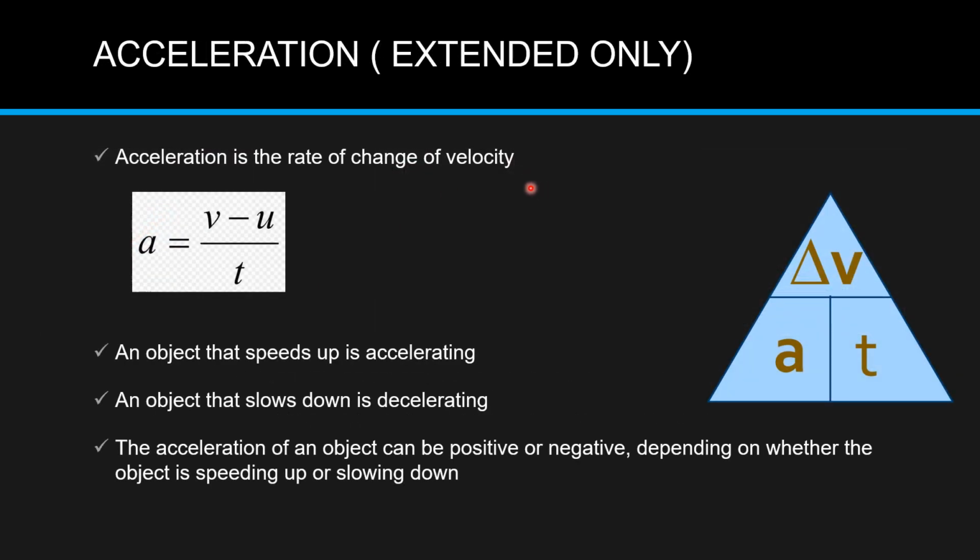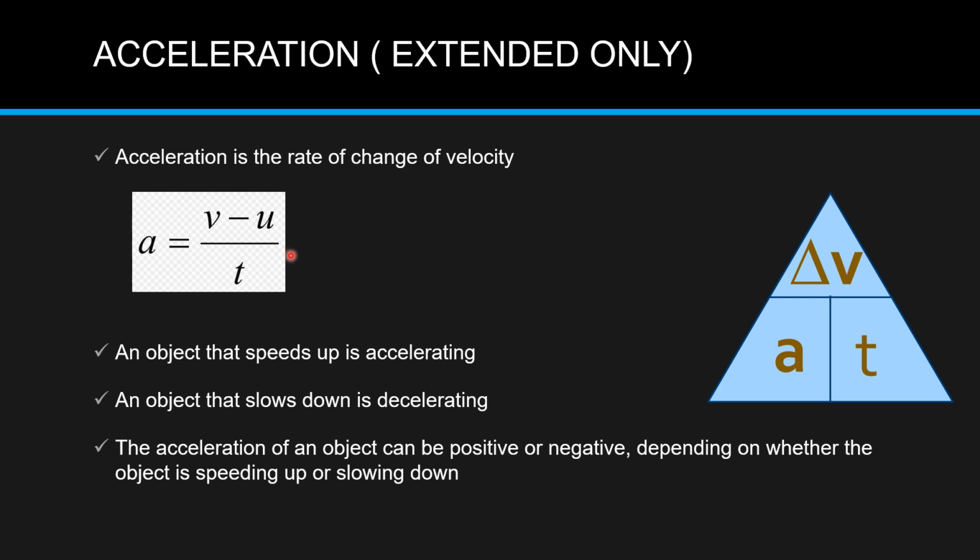And now acceleration, this is only for the extended students. So acceleration is the rate of change of velocity. The formula is a equals v minus u over t. Now wherever we see the word rate in a definition, it surely means that time is in the denominator. So here, rate of change of velocity, so change of velocity, which is v minus u over t.